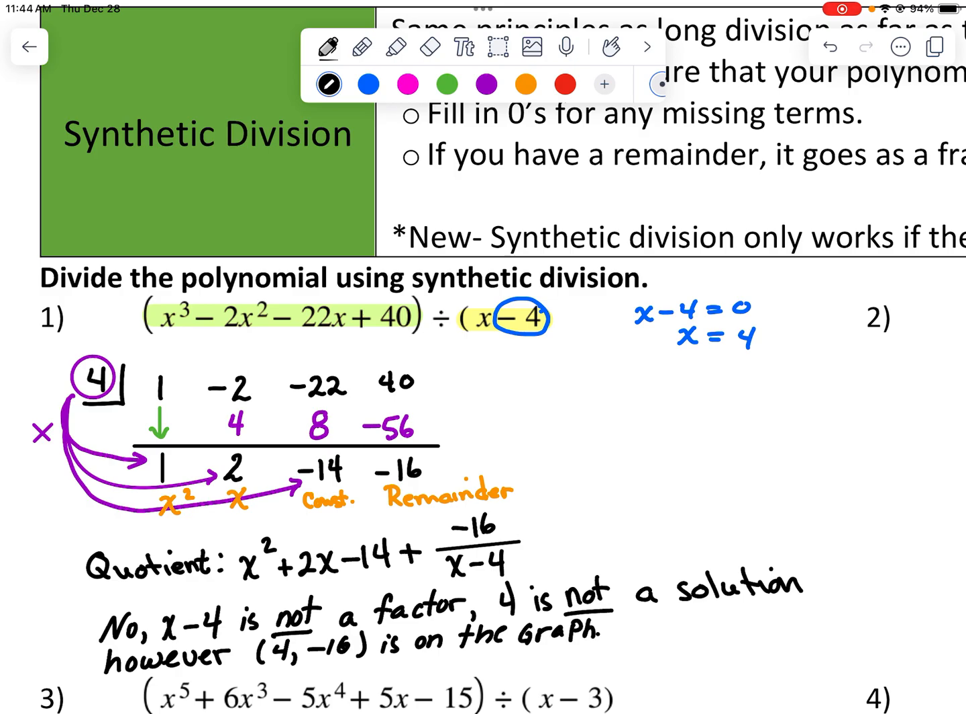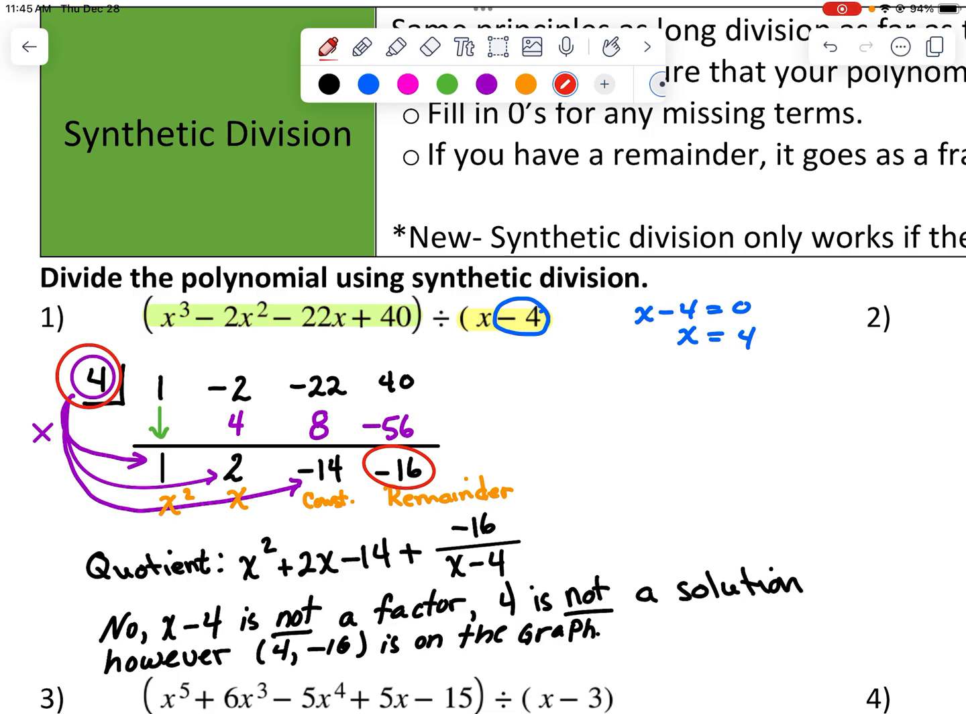So while we didn't find where it crosses the x-axis, we did find an ordered pair that's actually on the graph. And the ordered pair is 4, negative 16. The ordered pair comes from the number we multiplied by and the remainder we got.